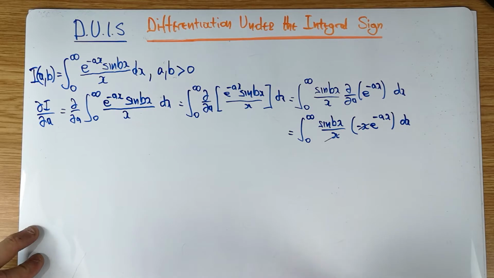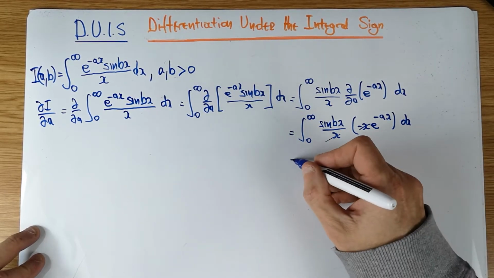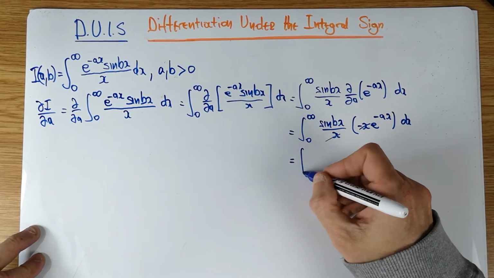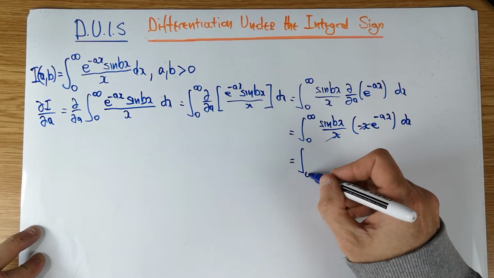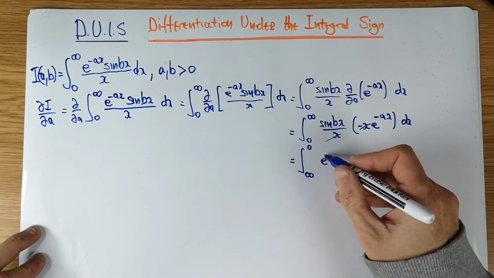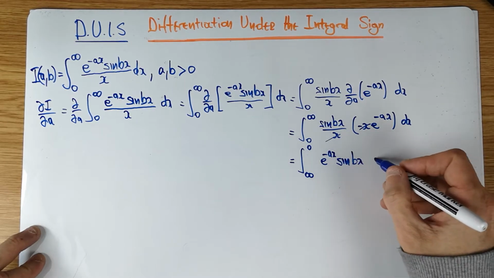What shall I do with this minus now? Shall I just reverse the limits, or shall I just put it on the outside? Probably I will reverse the limits because I feel like that at the moment. So this is equal to, the minus there, I'm going to go now from infinity to 0, and I'm going to have e to the minus ax sine bx dx.